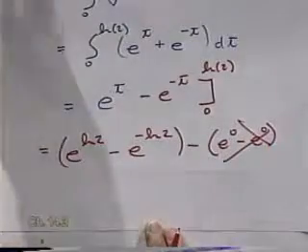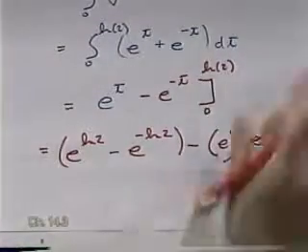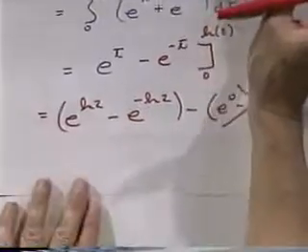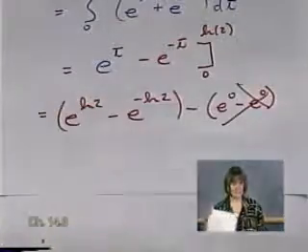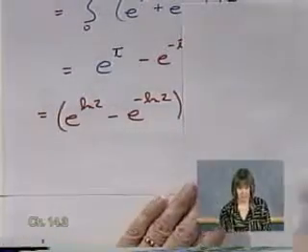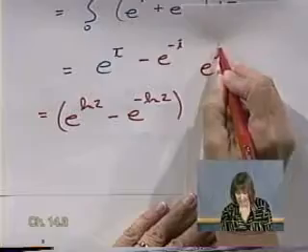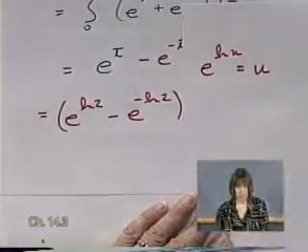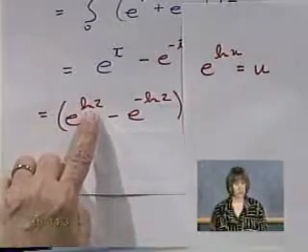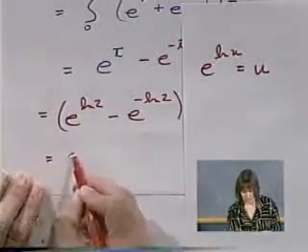Now, most students would be very happy just to leave their answer like this, but if you look on my little answer sheet, I don't have that. I think I have 3/2. So how do we evaluate that? Well, remembering back from chapter 7, e to the natural log u is equal to u. So e to the natural log 2 is 2.